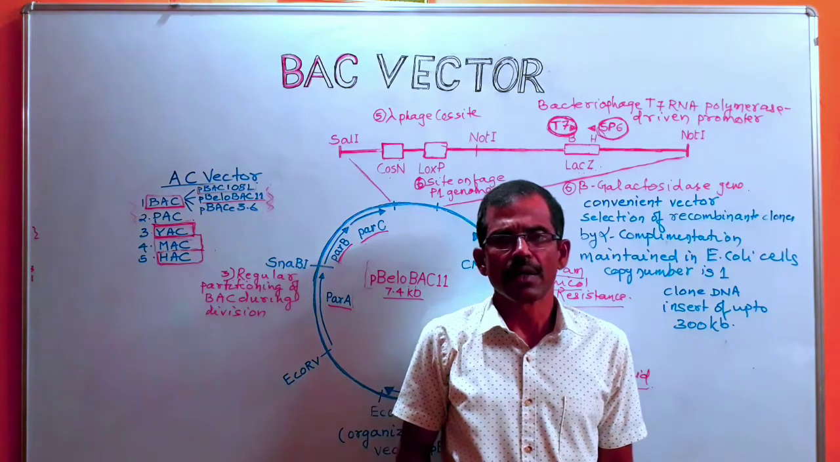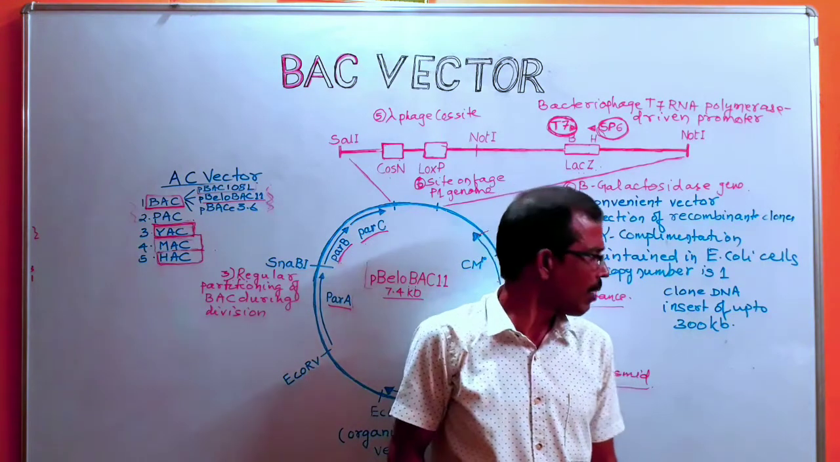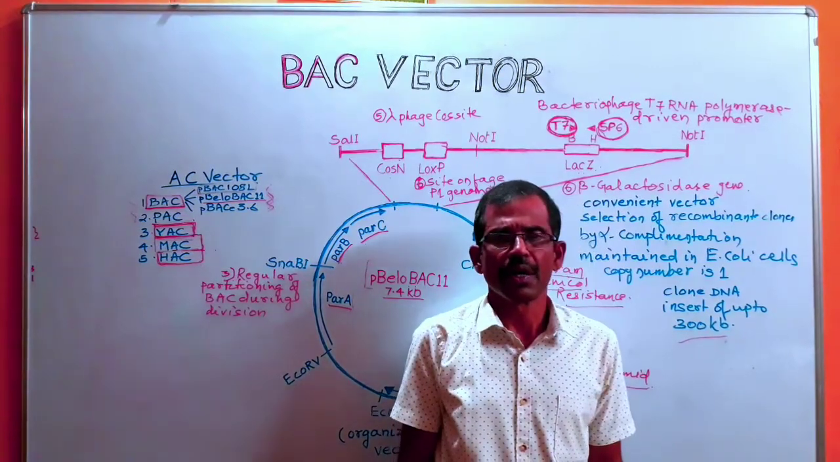This bacterial artificial chromosome can be used to clone up to 300 kilobase pair of DNA insert.